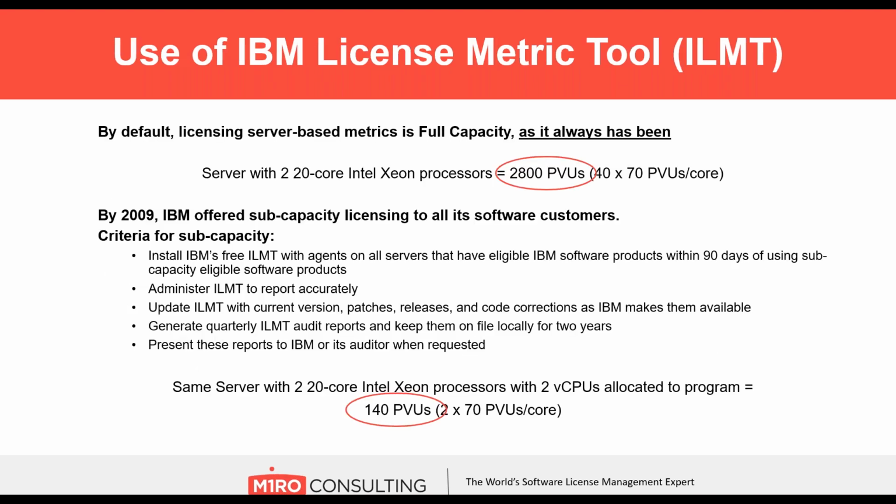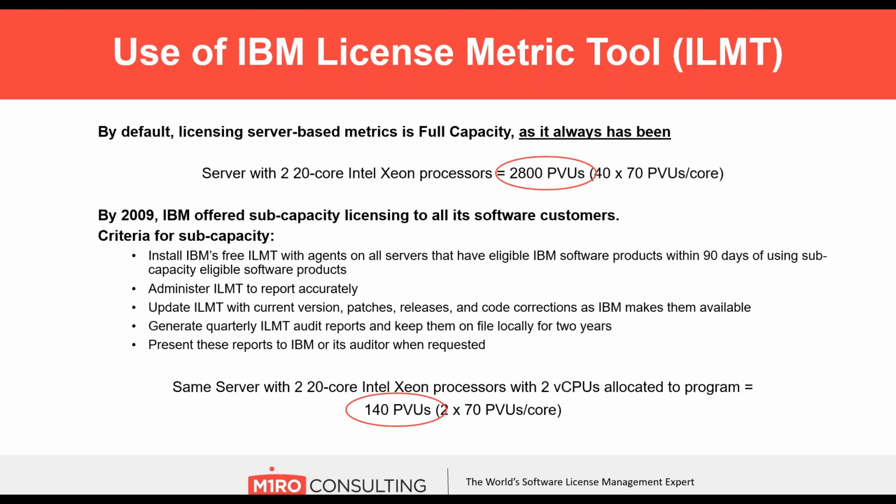Okay, now speaking of ILMT, this has been around a long time. It's IBM's license metric tool, and to get subcapacity licensing as opposed to full capacity, this is what's in the Passport Advantage agreement with IBM. By default, everybody's been full capacity like they've always been. And for this example, I said, let's say I have two 20-core processors. I would need 2,800 PVUs.